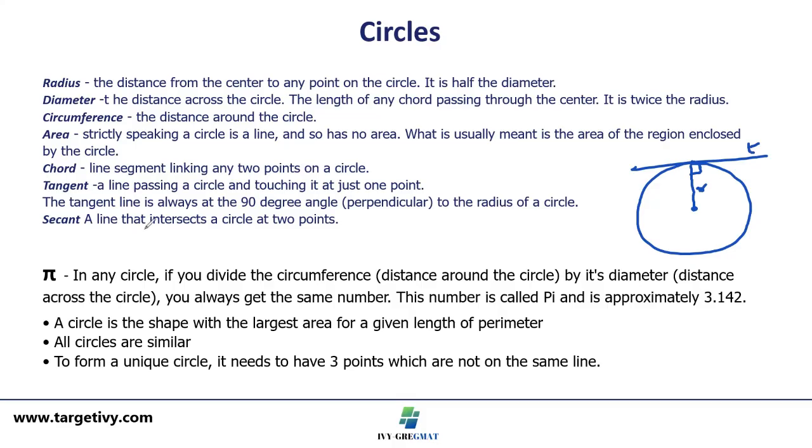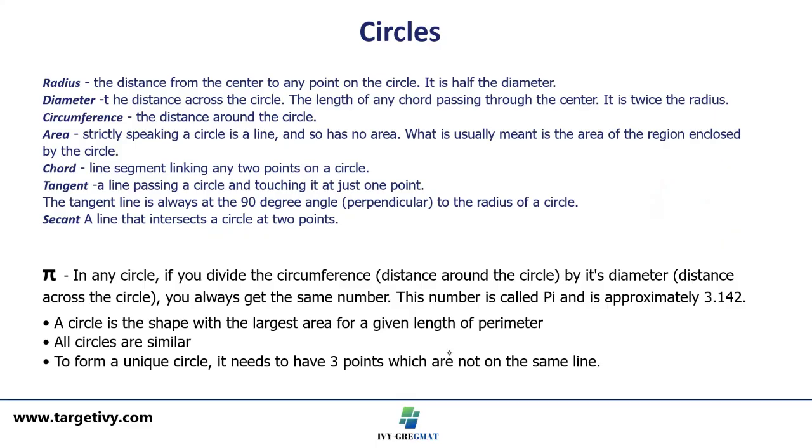A secant is a line that intersects a circle at 2 points. This is a secant. It intersects the circle at 2 points. So it's a chord which is extended. Fair? Now many of us know the formula pi r square, etc.